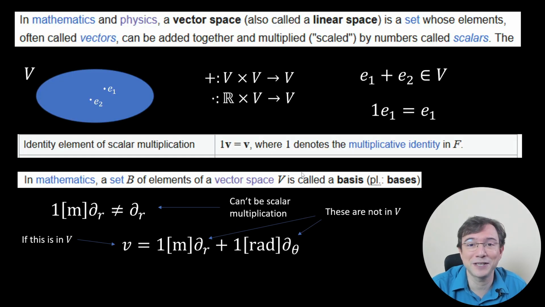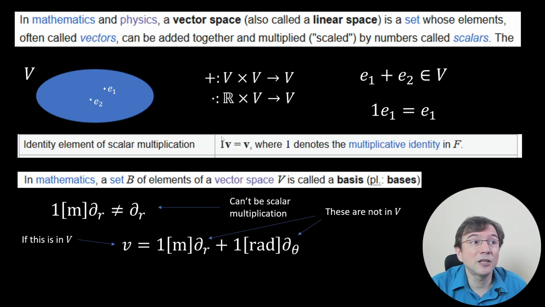And how do we know that it doesn't work? Well, we just apply the mathematical definition. So in mathematics and physics, a vector space is a set whose elements are called vectors and can be added together and multiplied by numbers called scalars. So this is our vector space V, and there are just a bunch of objects inside here, like E1 and E2, and then we have an addition that takes two elements of the vector space and gives us another vector. So for any two elements here, we can sum them and get another element of the space. Or we can take a scalar number and multiply it, and we have to get another element.